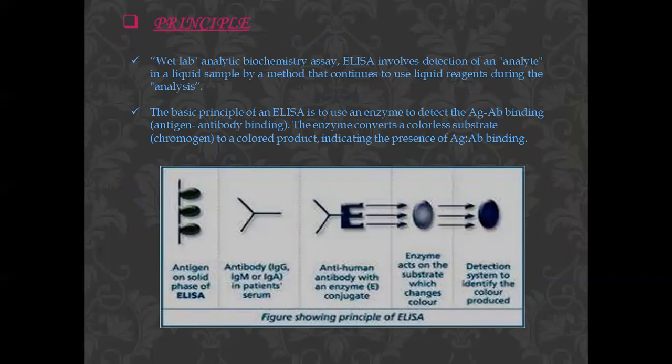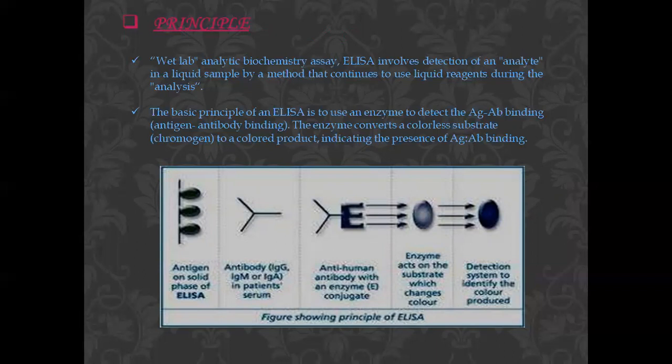So first and foremost, we'll move to the principles. What are the principles here? The first thing is it's a wet lab analytical biochemistry assay, which mainly involves the detection of analyte in a liquid sample by a method that continues to use liquid reagents during the analysis. So using a liquid sample is the first principle. And the second one, the basic principle of ELISA, is to use an enzyme to detect the antigen antibody binding. Second one is to identify the antigen antibody bindings. Then the enzyme converts a colorless substrate, a chromogen, to a colored product, indicating the presence of antigen antibody binding.